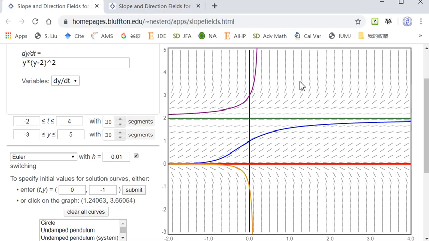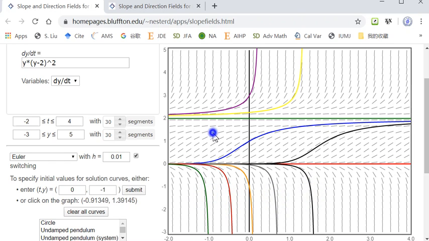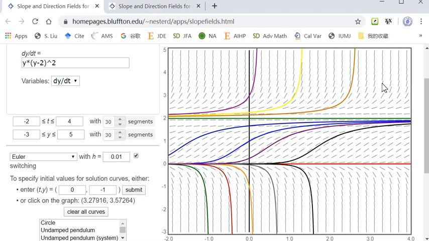Okay, and we can also obtain other integral curves just by clicking anywhere on the screen. For example, I click here. I will get an integral curve passing this point. Similarly, I click here, I will get this black one, which is an integral curve passing the point I clicked. Of course, I can click here to get many integral curves. So we have a very complete picture of the behavior of the solutions of our differential equation.